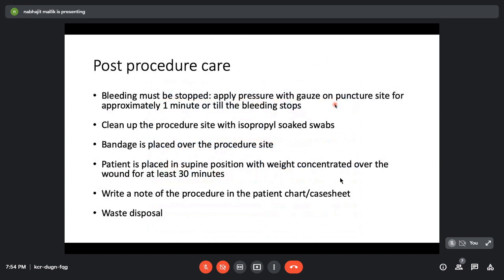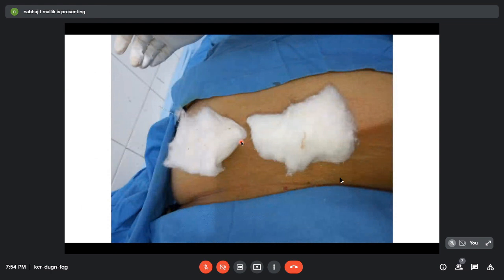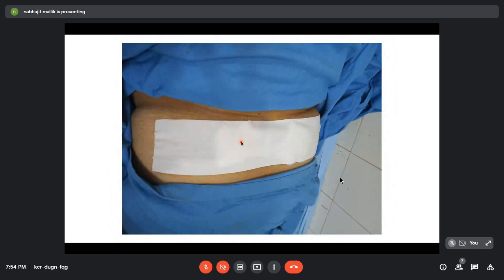Now, after this is done, we should not forget that the post-procedure care is also very important. Here the bleeding must be stopped by applying pressure with gauze on the puncture site for approximately 1 minute or till the bleeding stops, and then clean up the procedure site with isopropyl alcohol soaked swabs, and then a bandage is placed. So here is how we put pressure on the site. We apply pressure here so that the bleeding stops. Sometimes in thrombocytopenic patients, the bleeding might go on for a couple of minutes or even more. You have to ensure that you keep applying enough pressure so that the bleeding finally stops. And after the bleeding stops, you put the cotton pads there. Maybe you can put some tincture iodine, and then cleanly with a band-aid, you seal the place off.